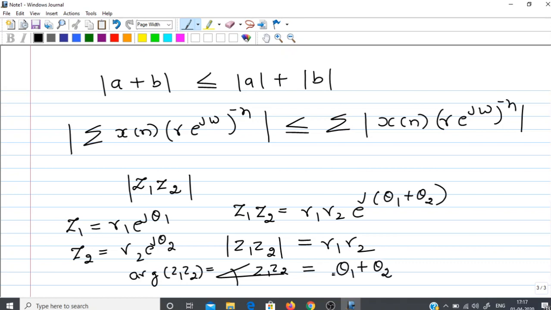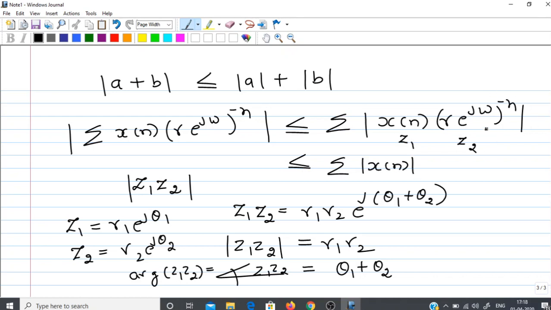So when you multiply two complex numbers, what happens to their mod? Their mods get multiplied, and what happens to their angle? Their angles get added. Okay. So now there are two complex functions, x[n] and r e to the power j omega. If I take the mod of the product, you can assume one is like z1 and the other is like z2. So this would be less than or equal to the summation of mod of x[n].